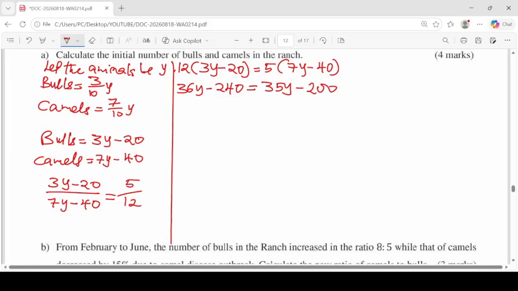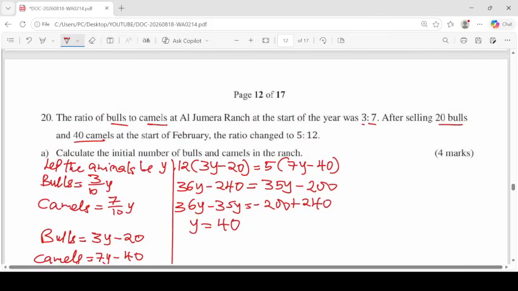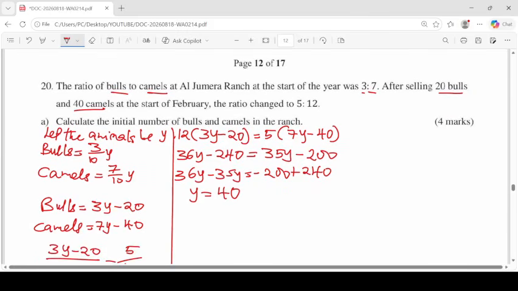Let's collect the like terms. So 36y minus 35y is equal to negative 200 plus 240. When you reach here, 36y minus 35y is y, equal to negative 200 plus 240, which is 40. So y is giving us 40.